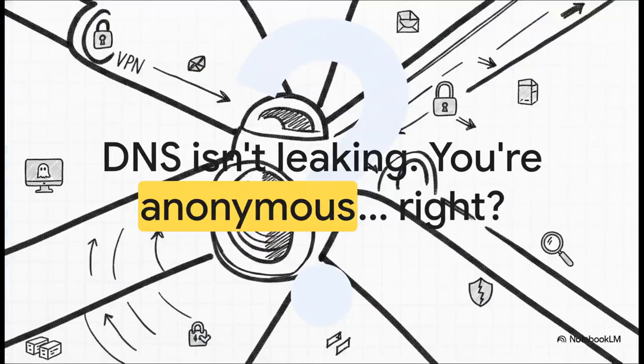So, your DNS isn't leaking. You made sure WebRTC is disabled. You're completely anonymous, right? Well, not quite, because there is an entire version of the internet that your VPN might just be completely ignoring. And that's exactly what we are going to uncover today.